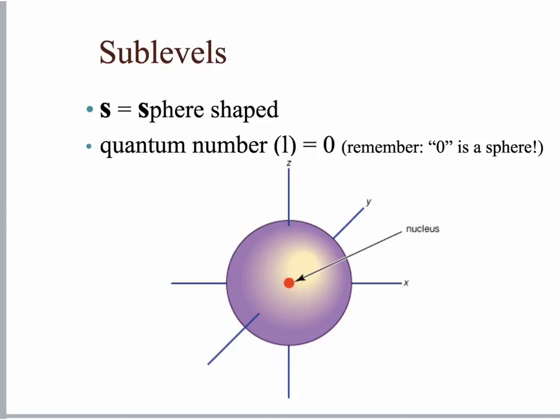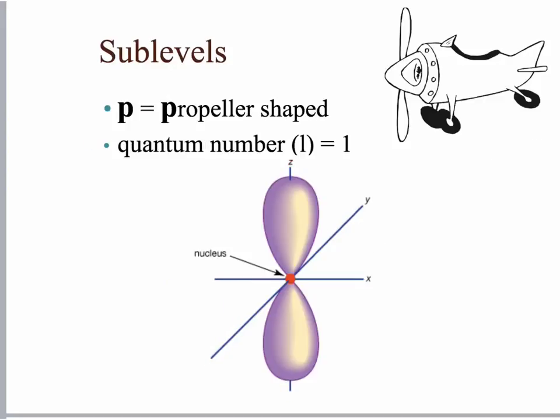So the first sublevel is the spherical shaped sublevel. This one's really easy because the letter S starts with an S for spherical shaped. This is the one that we looked at when we looked at hydrogen's electron cloud. The quantum number is actually going to equal 0. So this says L equals 0. It starts to count in order, it just starts with 0, but you can remember that the number 0 is a sphere.